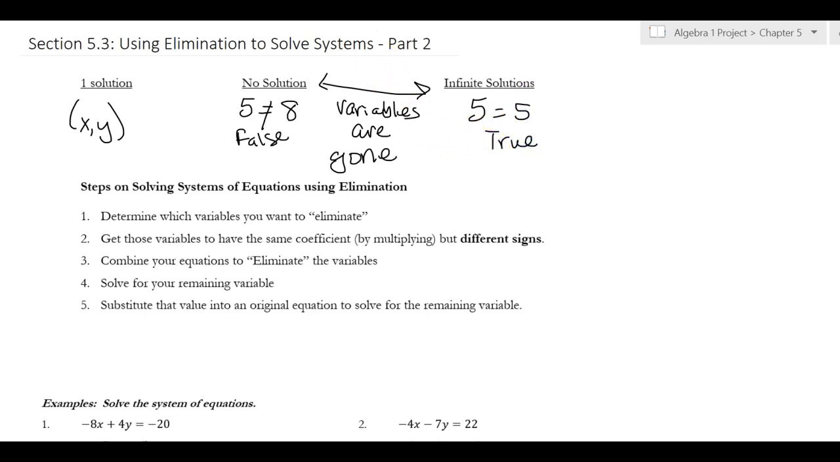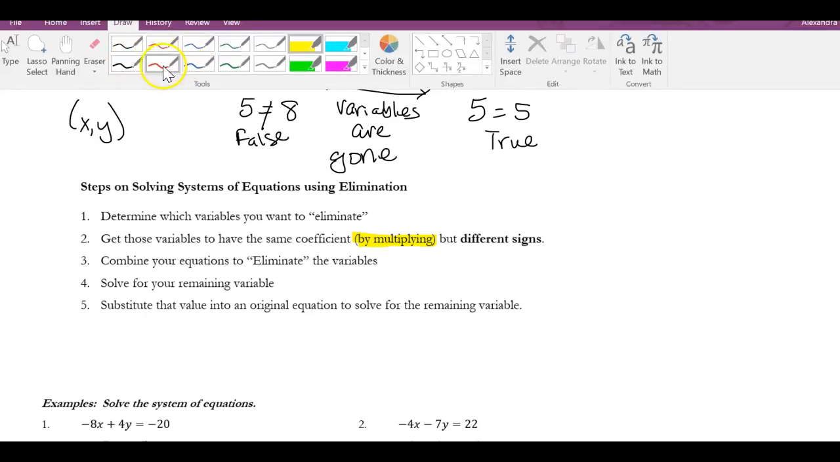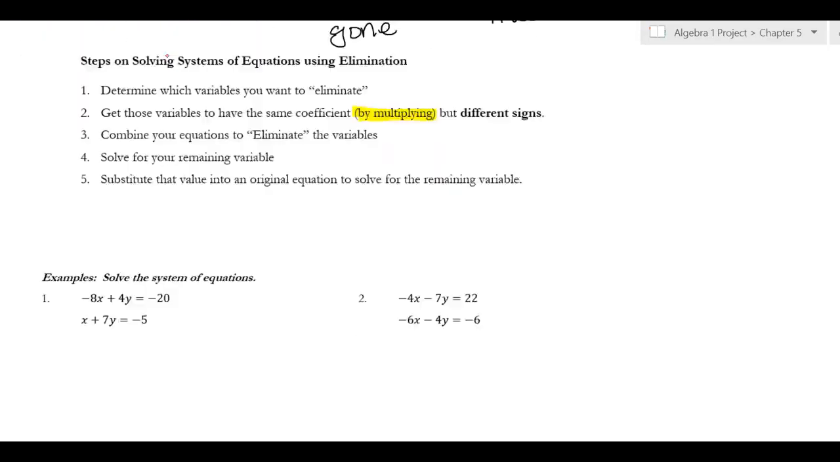Okay? So this is the big step that we're going to have to do today: we're going to be multiplying so we get the same coefficient in different signs. All right, so let's look at some problems.